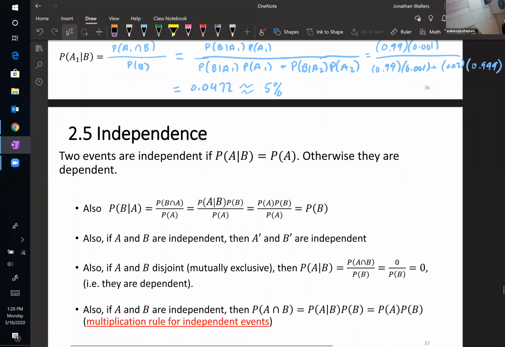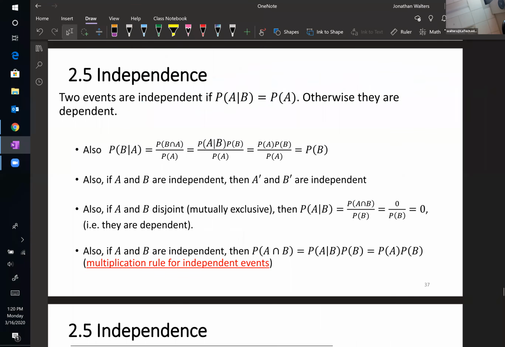All right, so now independence, 2.5, not related to July 4th. Two events are independent if probability of A given B is still just probability of A. So B occurring has no change. It is not affecting the occurrence of A. So it does not change the sample space at all, basically. Otherwise, they are dependent, so if these two are not equal. So if they are independent, then what can we say?